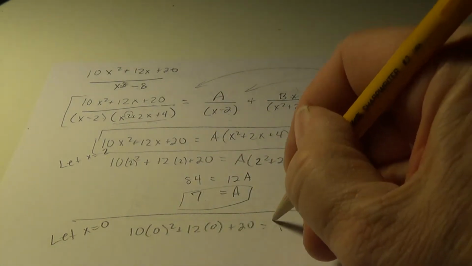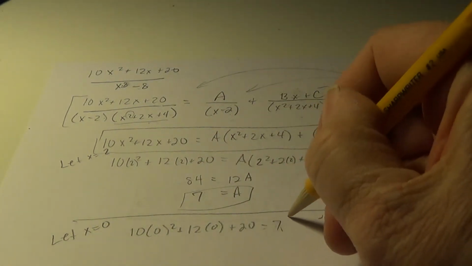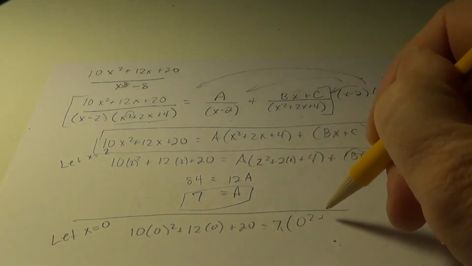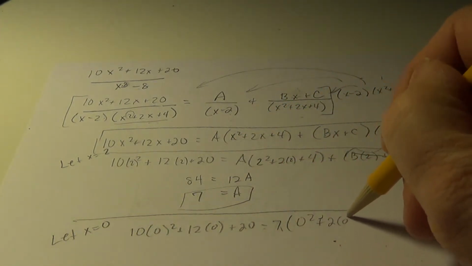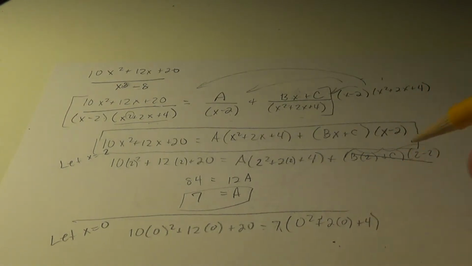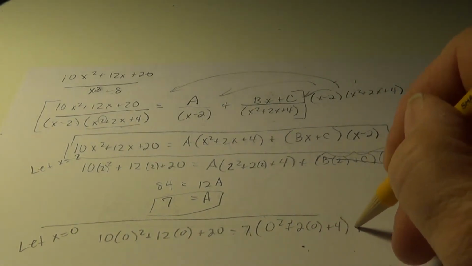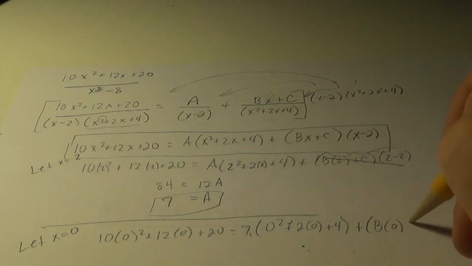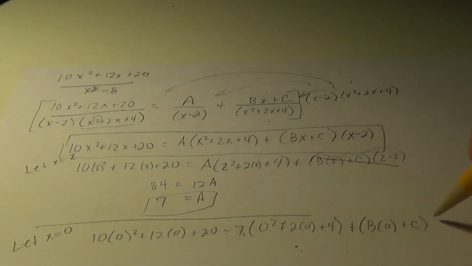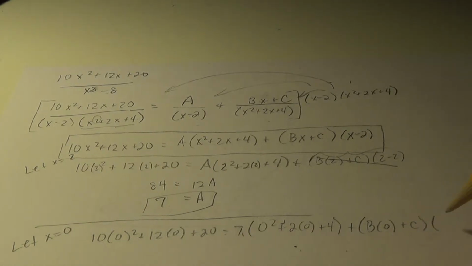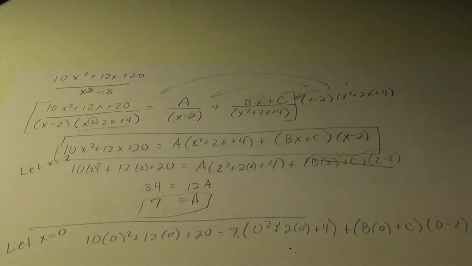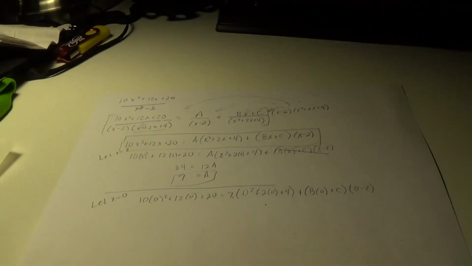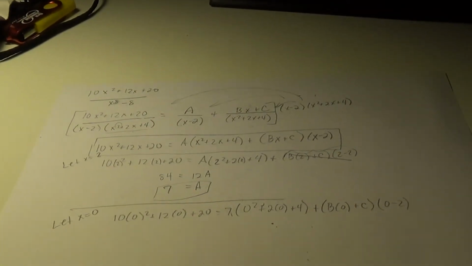times 0 squared plus 2 times 0 plus 4, plus b times 0 plus c times 0 minus 2. All right, let's see if that's any help. See if I can get it all on the screen at once, but not too far away.